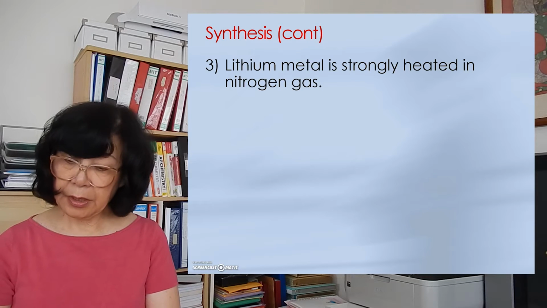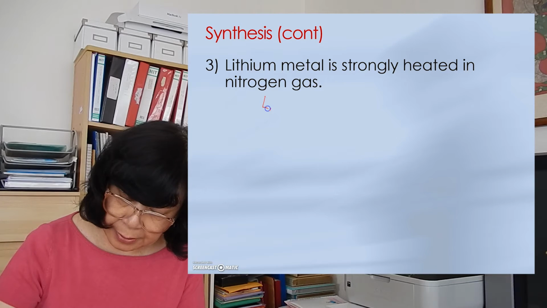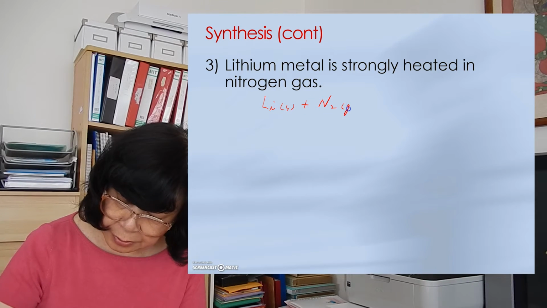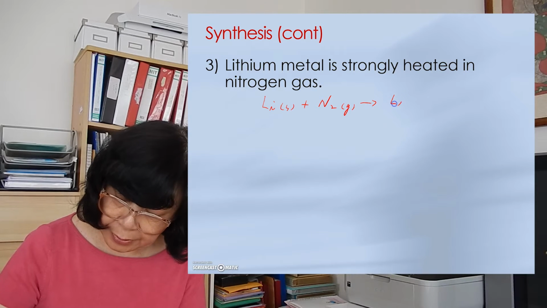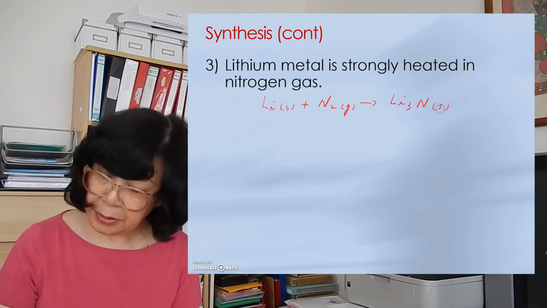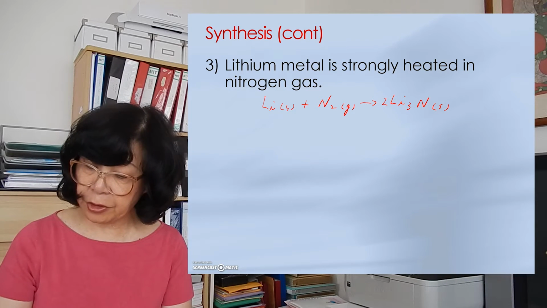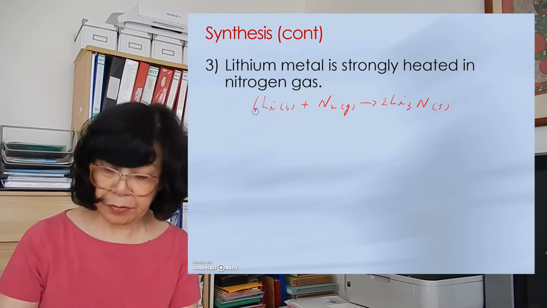The next one, lithium metal strongly heated in nitrogen gas. I have Li metal with N2 gas to form lithium nitride, written as Li3N, which is a solid. So now I balance the N with the 2 here, coefficient, and balance the lithium with 6 over here.